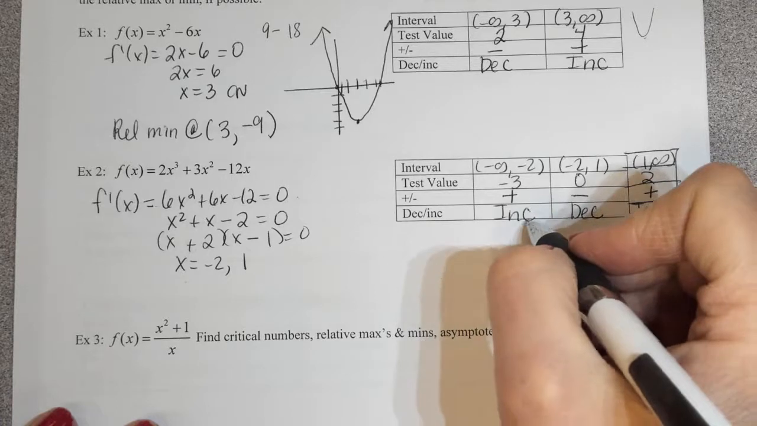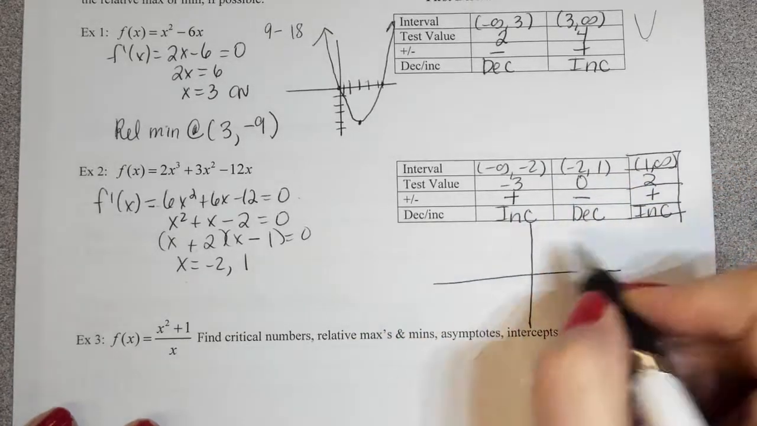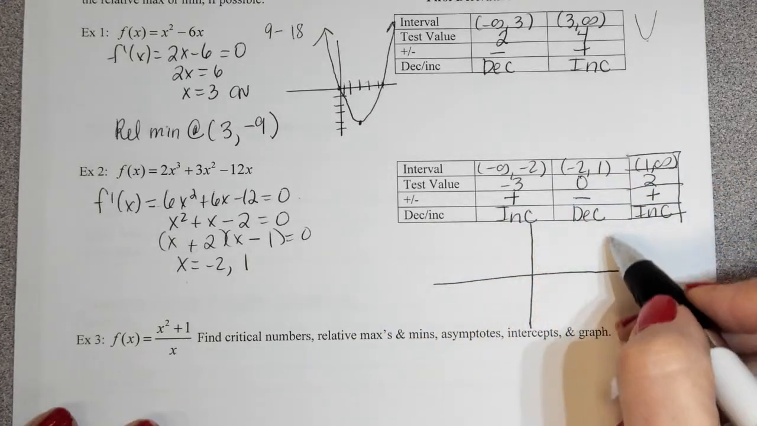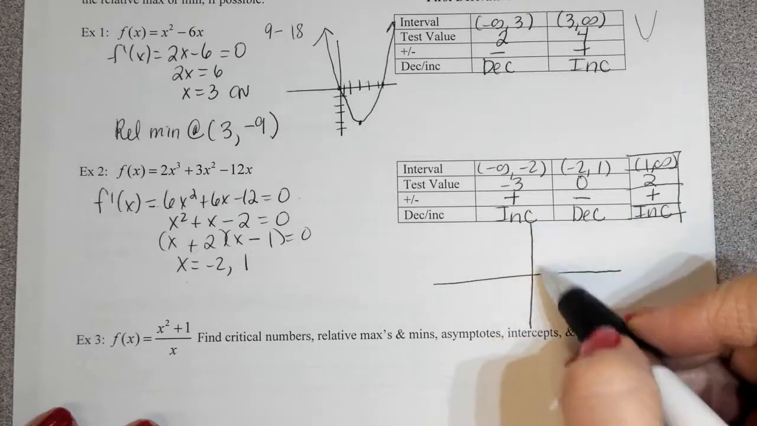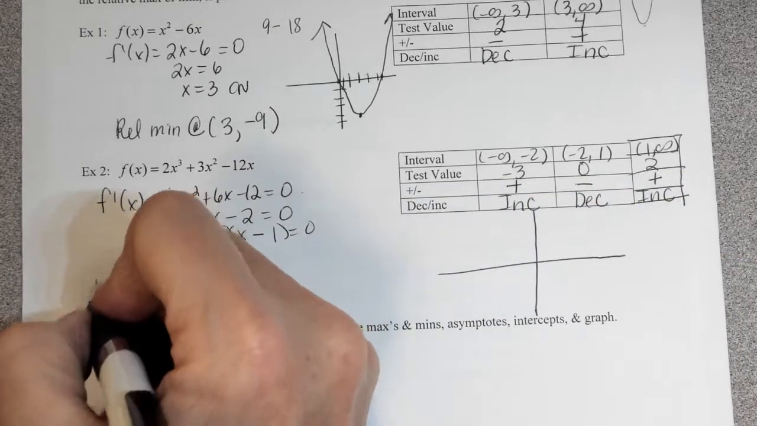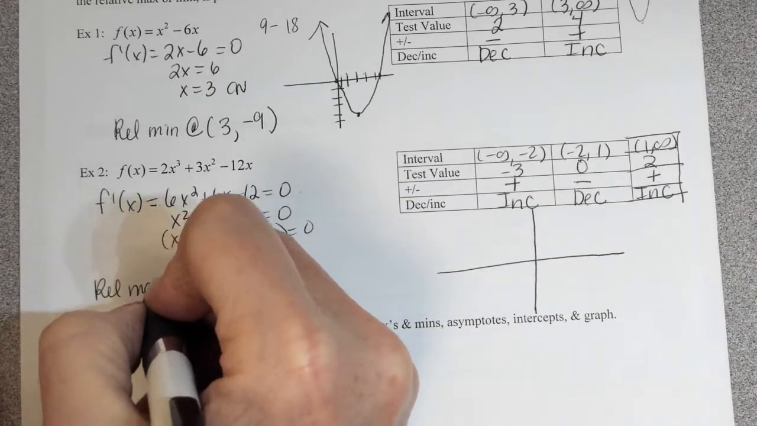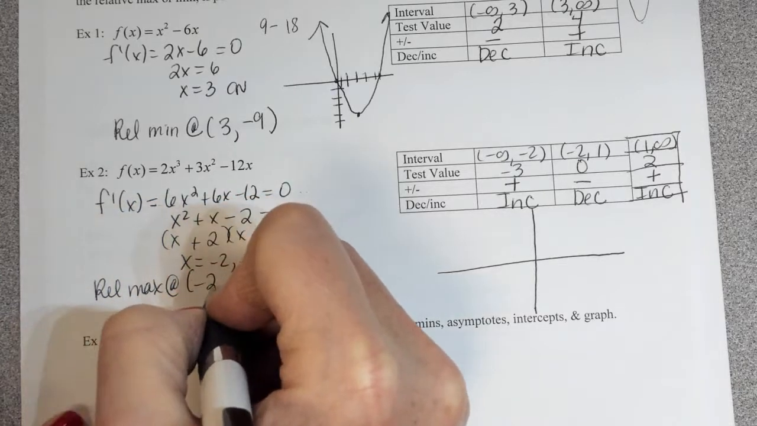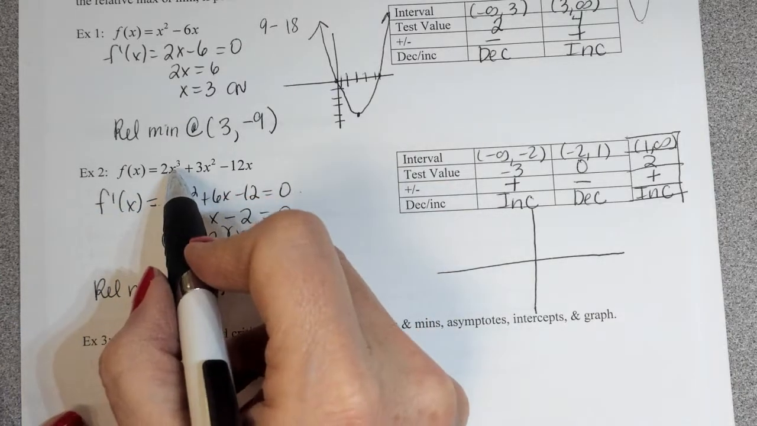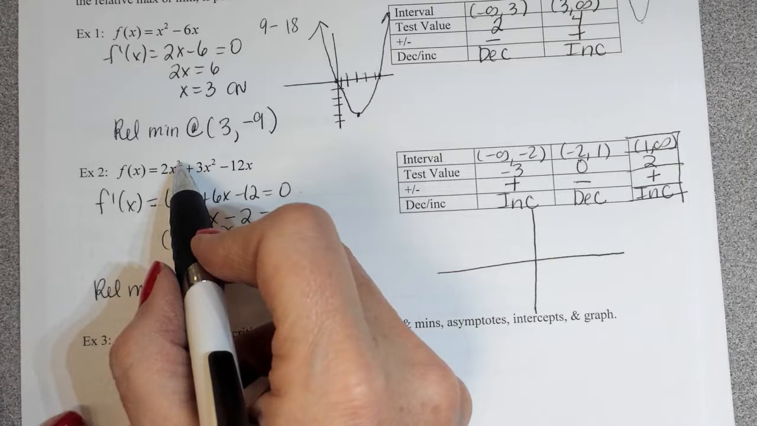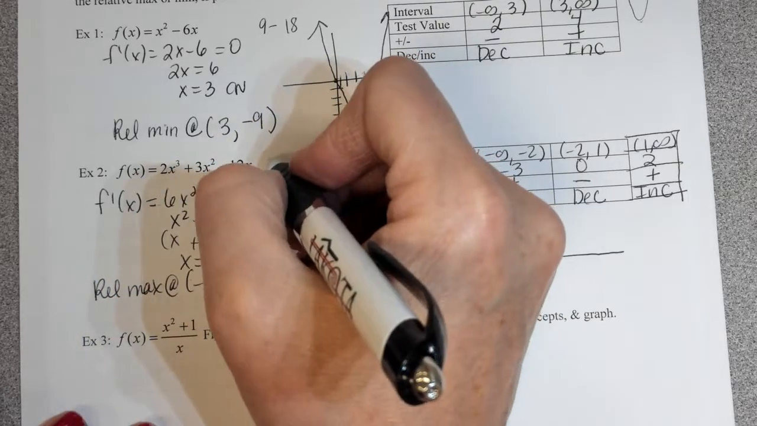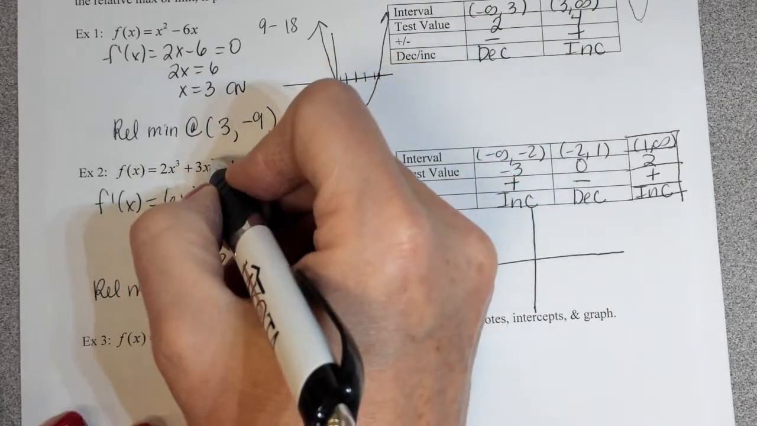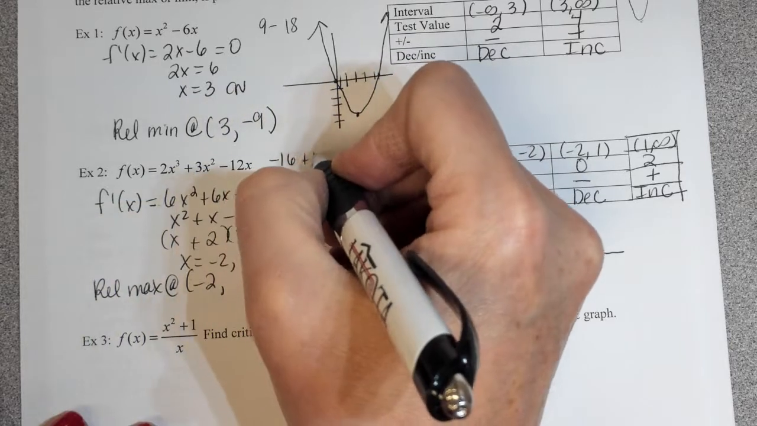All right, so now just looking at this function, it's going to go from increase to decrease to increase. So if it's going to go from increase to decrease, I have to have a relative max at negative 2, back into the original. Negative 2 cubed is negative 8. Negative 8 times 2 is negative 16. Negative 2 squared is 4 times 3 is 12.